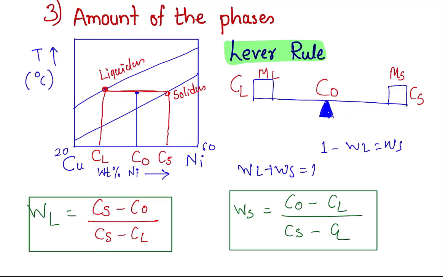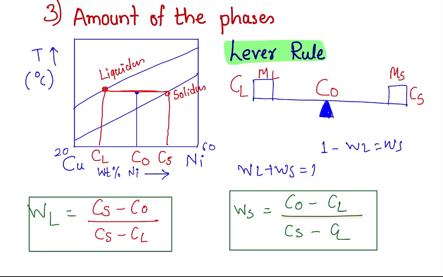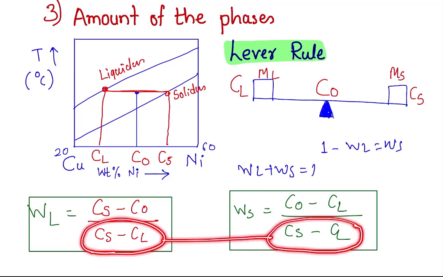Similarly for solid, you have to neglect this. So you are remaining with these two, C0 and Cl. Here Cl is smaller than C0, that you can see from the phase diagram also. So you have to subtract Cl from C0. So this has been shown here, and again the denominator is highest concentration minus lowest concentration, Cs minus Cl. So you can see one thing here, that the denominator for solid and the denominator for liquid is the same, that is Cs minus Cl. There is only change in the numerator.